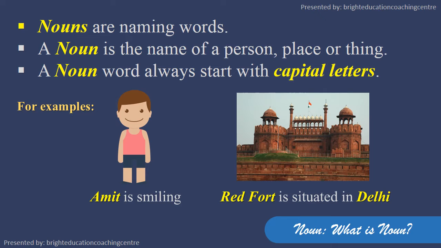Red Fort is situated in Delhi. In this entire sentence, Red Fort and Delhi both are nouns. Why? Because Red Fort is the name of a particular building which is very famous in the entire world, and Delhi is the name of a particular place. So, Red Fort and Delhi will be considered as nouns, and hence the first letter of each word will start with a capital letter.